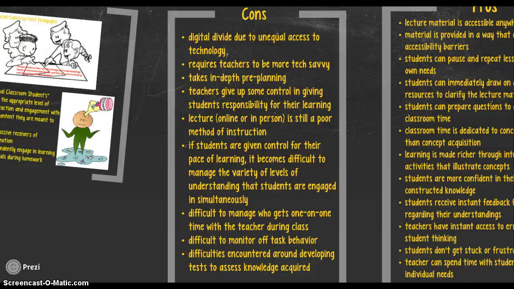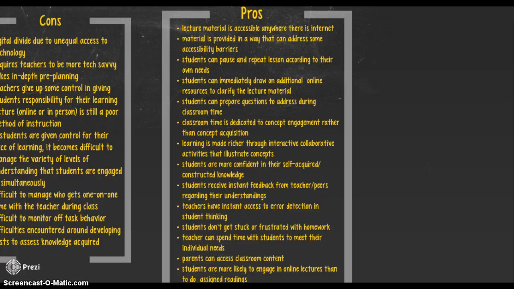on their specific needs. Because classroom engagement is collaborative and activity-based, the classroom tends to be talkative and it may be difficult to monitor off-task behavior. The teacher may find it difficult to develop tests that assess acquired knowledge. Arguably, the pros for using flipped learning methods may outweigh the cons. Lecture material becomes accessible anywhere there is internet. Parents can easily access and engage in classroom content.